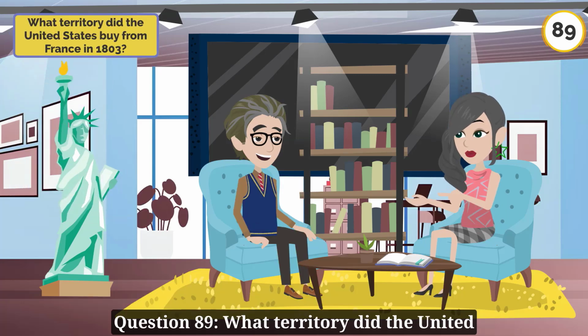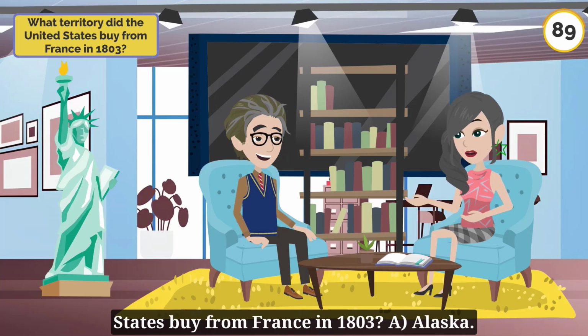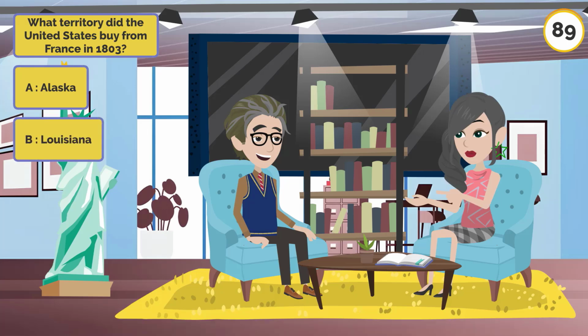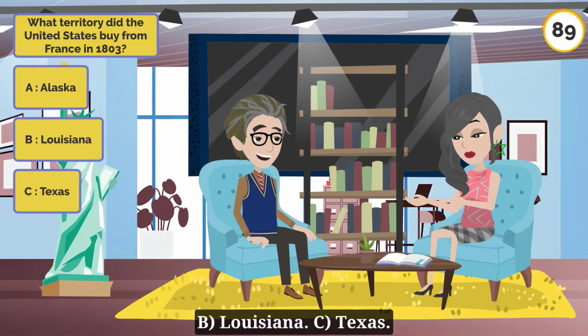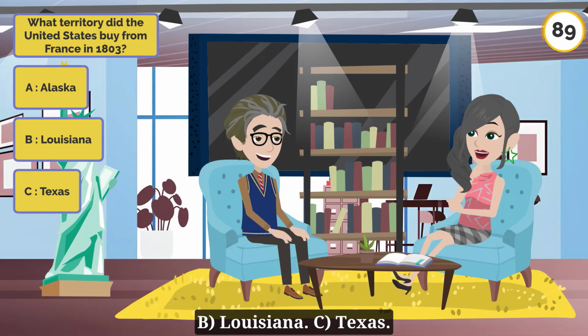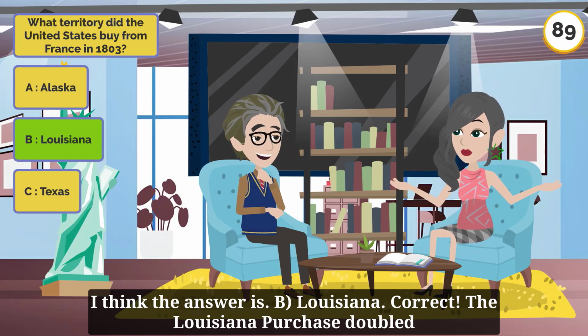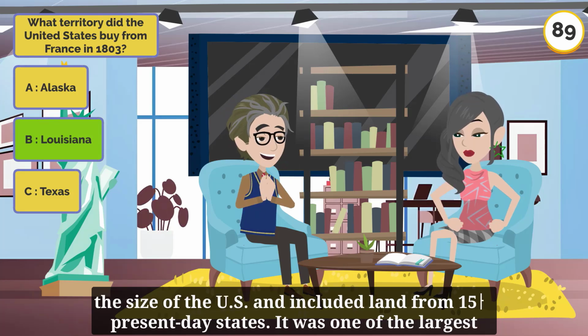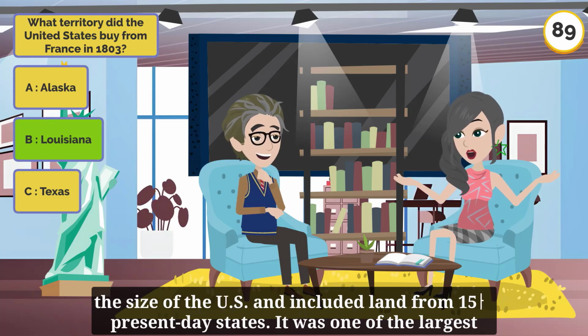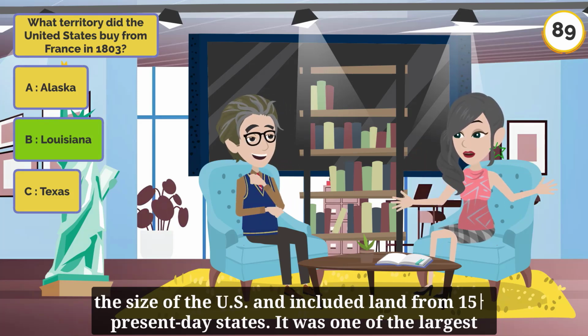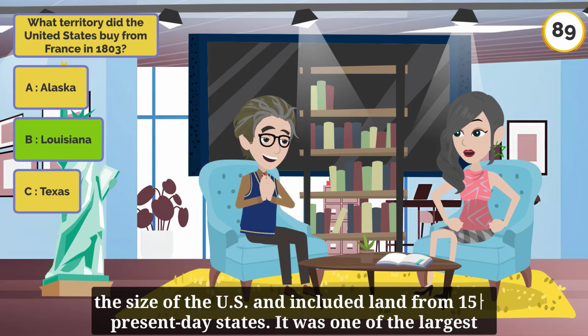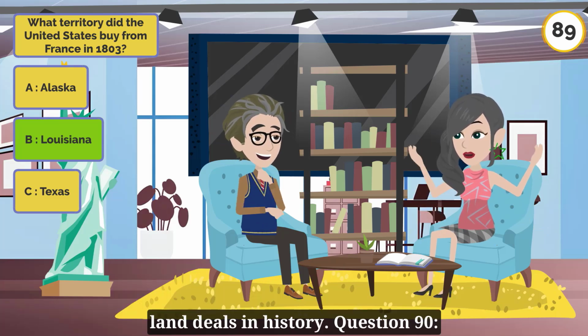Question 89. What territory did the United States buy from France in 1803? A. Alaska. B. Louisiana. C. Texas. I think the answer is B. Louisiana. Correct. The Louisiana Purchase doubled the size of the U.S. and included land from 15 present-day states. It was one of the largest land deals in history.